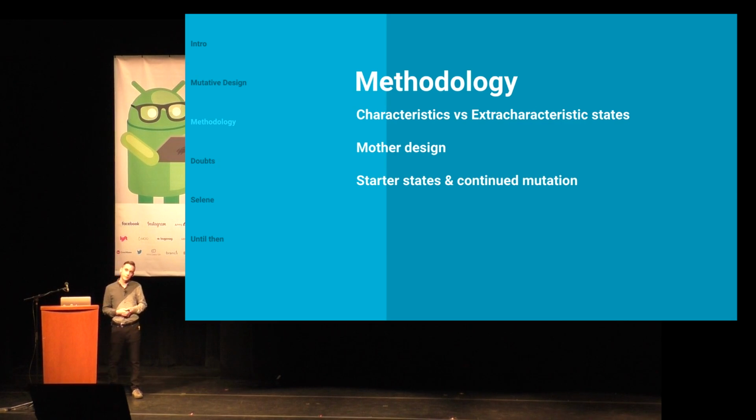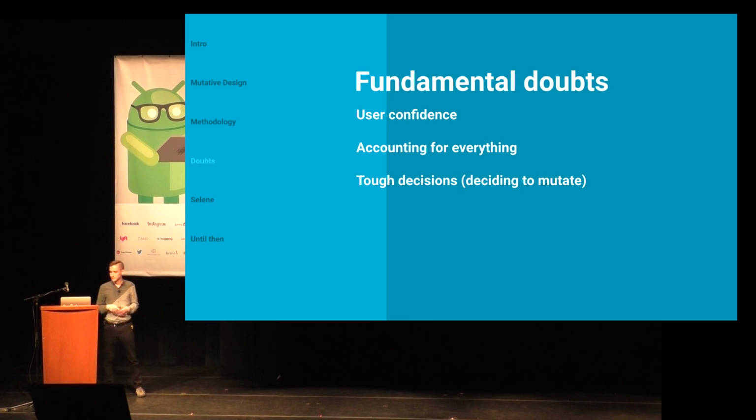Starter states are essentially the first mutation of the app beyond the mother design. So you account for as many of those characteristics as you can initially, and then continuous mutation after that to adapt to their changing realities.